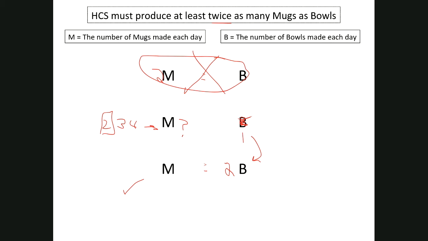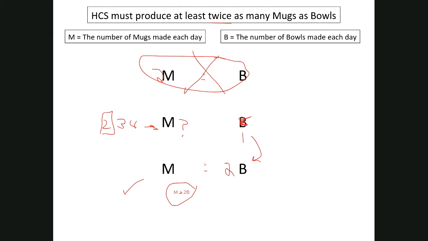And so the correct relationship is that m, the number of mugs, is greater than or equal to 2 times the number of bowls. And of course I don't want to forget, because it's not strictly greater than, it can be equal to, so it's greater than or equal to 2 times b. So now the question becomes, how does this apply with respect to our solution?